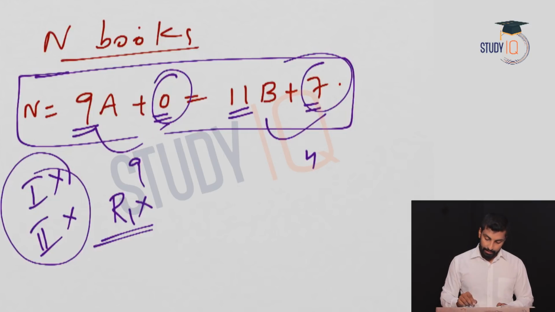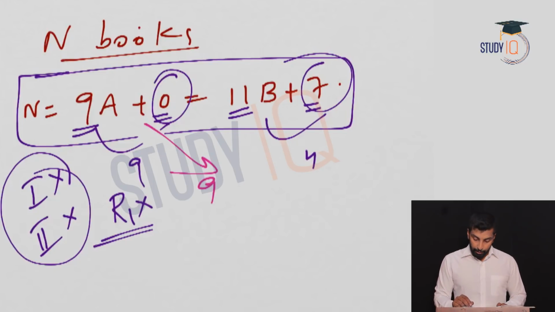So first series I need to expand, right? 9a plus 0. What is the first possible number? 9. Then the next possible number, 18.